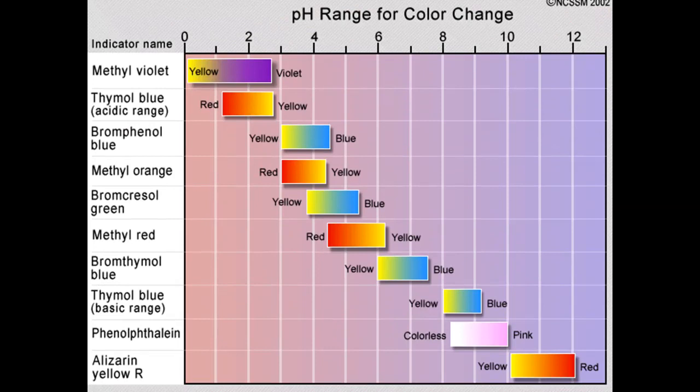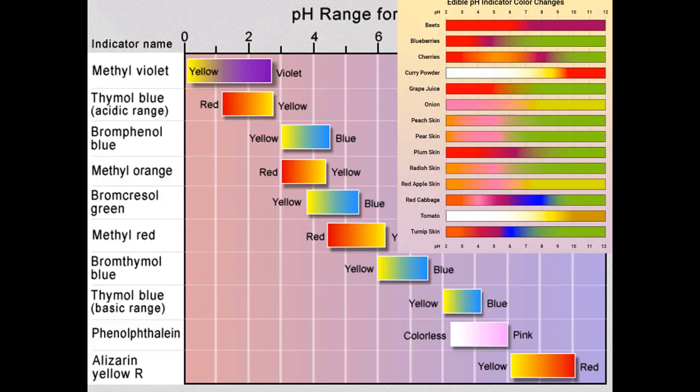There's a whole bunch of different dyes that change color at different pHs. If you were testing something very acidic, you'd want to use methyl violet at the top, to tell the difference between a pH of 0.5 versus pH 2. Down towards the bottom, phenolphthalein, which is what we would have been using in lab, tells us when we've gone from acid to base. And they're beautiful.